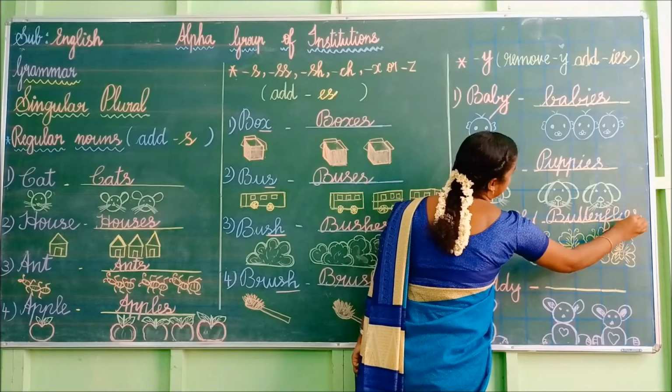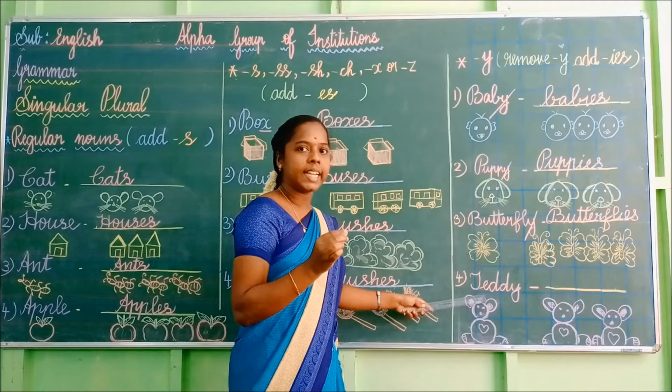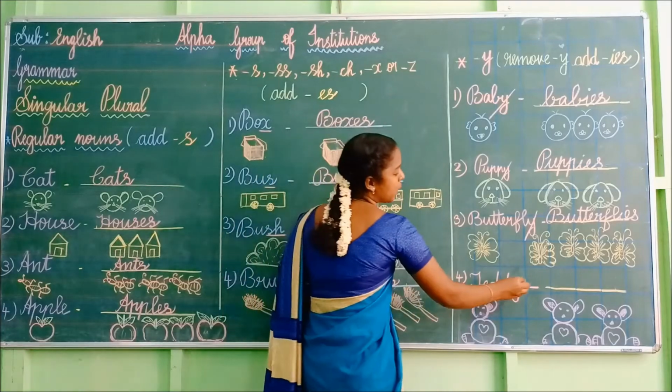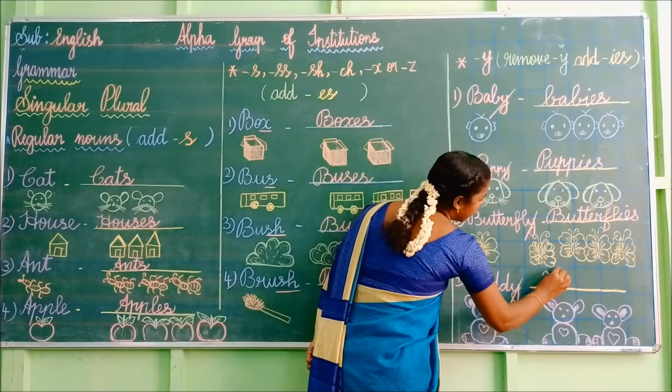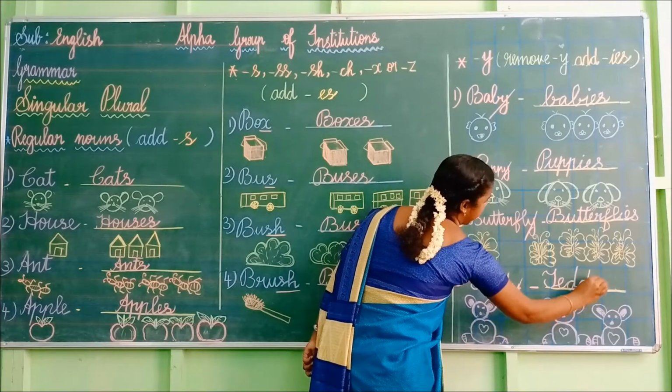Butterflies. Teddy. Teddy also ends with Y. So you have to remove Y and add IES. Teddies.